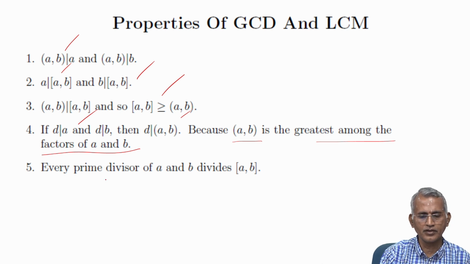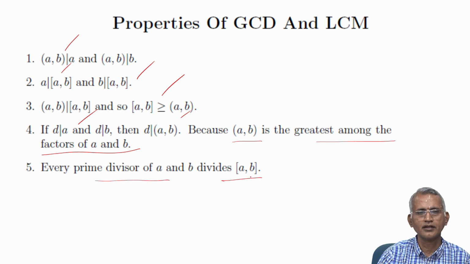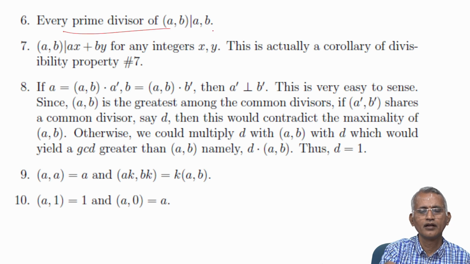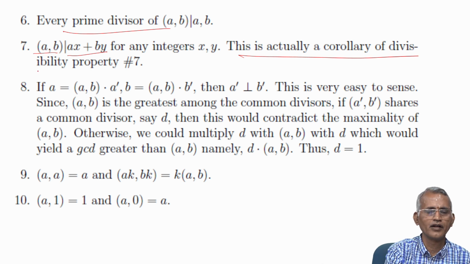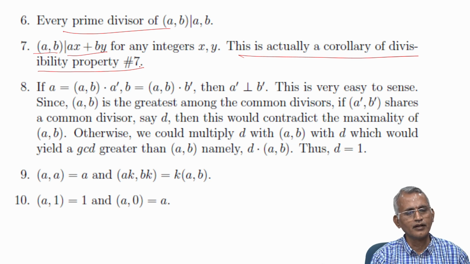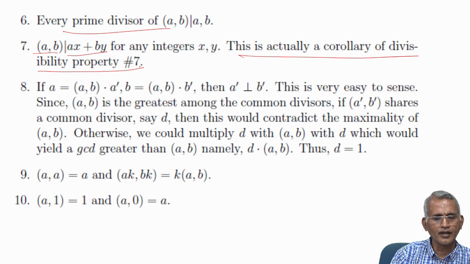Every prime divisor of A and B divides the GCD of two numbers A comma B. Every prime divisor of the GCD of A comma B divides A and B. Suppose you take the GCD of two numbers, it divides the linear expression Ax plus By for any integers x comma y. This is actually a corollary of the divisibility property, this property number 7.